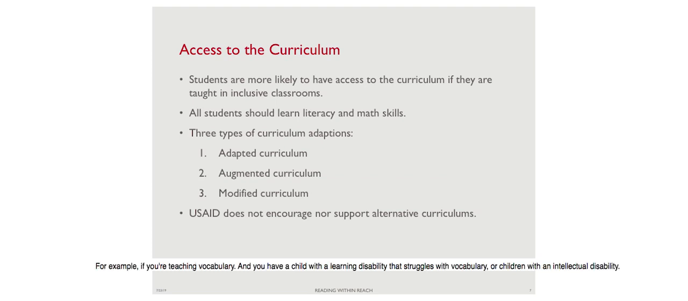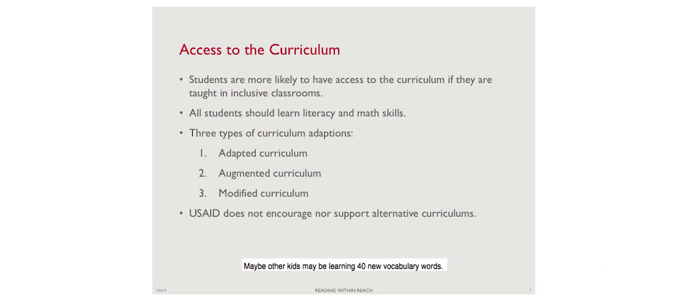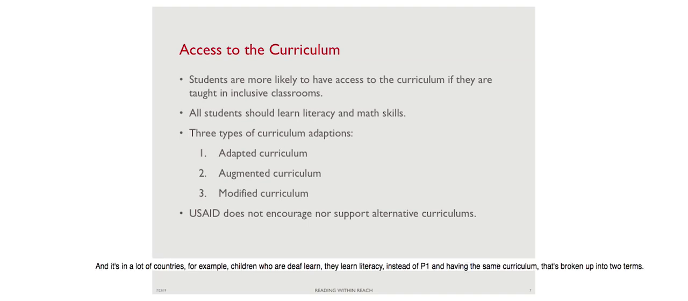Then there is a modified curriculum, which is understanding that it's the same curriculum, but it might be different based on that child's needs. For example, if you're teaching vocabulary and you have a child with a learning disability or an intellectual disability who struggles with vocabulary, other kids may be learning 40 new vocabulary words, while this child may learn only 10 to 15, based on where they are. One thing that's really important is there's often an alternative curriculum, where a child with a disability learns something entirely different. In a lot of countries, for example, children who are deaf learn literacy instead of following the same curriculum, which is broken up into two terms. So at graduation, they have half of the curriculum of all other students without disabilities.